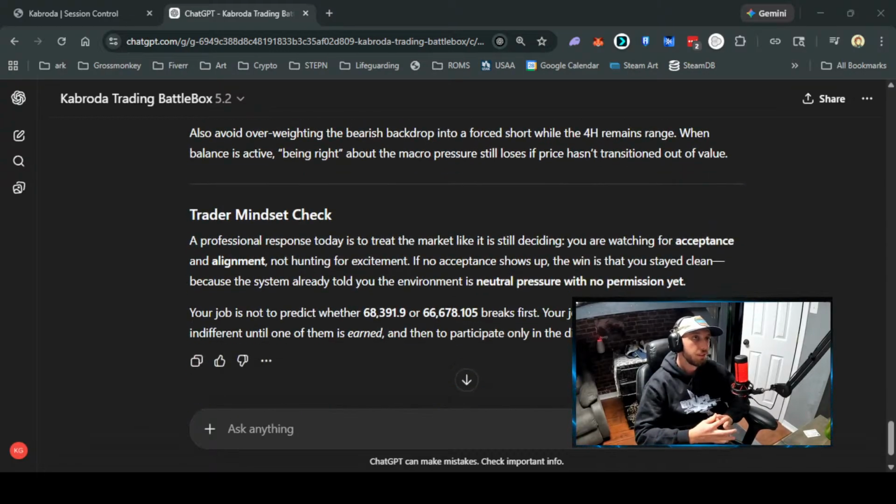And then trader mindset today is you're watching for acceptance and alignment, not hunting for excitement. No acceptance shows up.